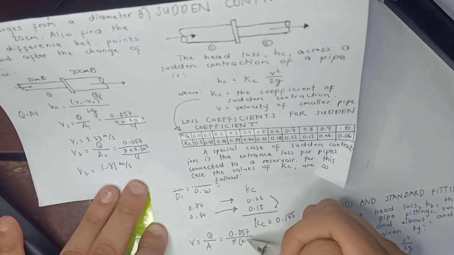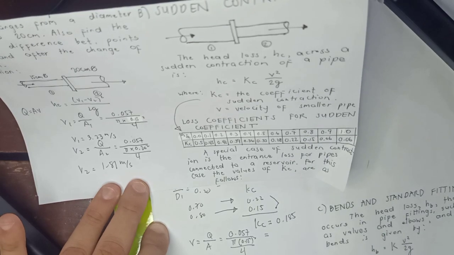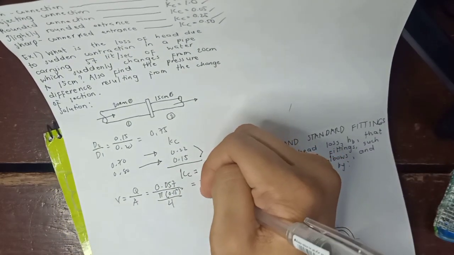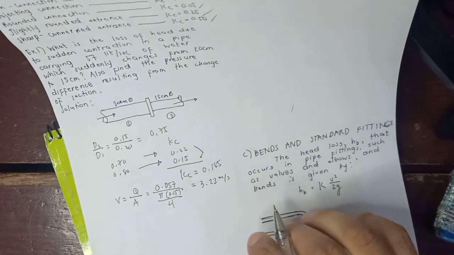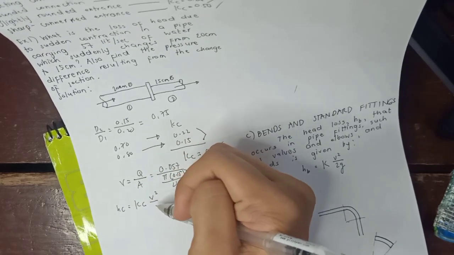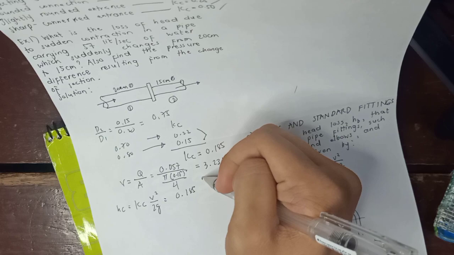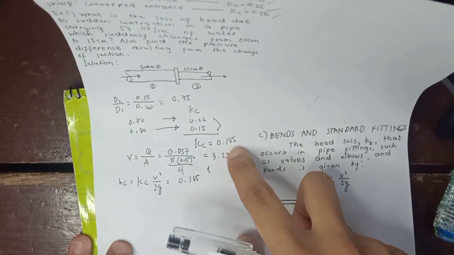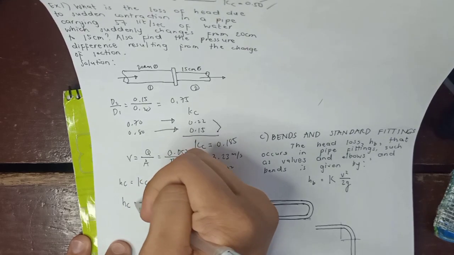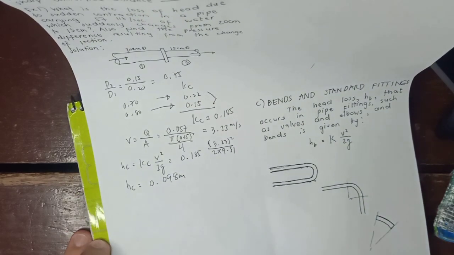So V equals Q over A, or 0.057 over pi times 0.15 squared over 4. So our V in the sudden contraction is 3.23 meters per second. So our head loss now is Kc V squared over 2g, with Kc 0.185, 3.23 squared over 2 times 9.81. So our Hc now is 0.098 meters.